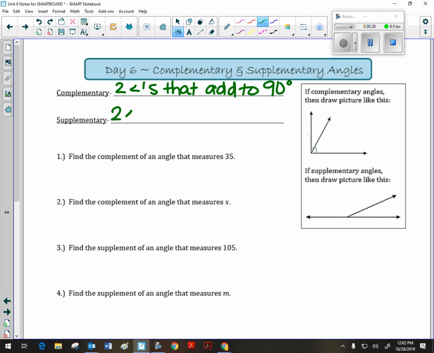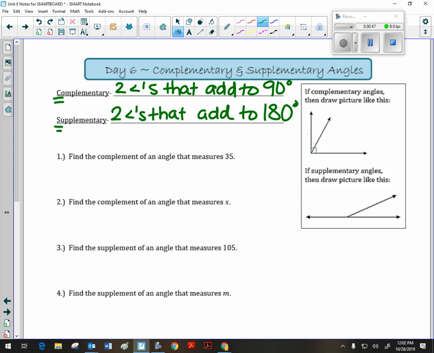Supplementary angles are two angles that add to 180 degrees. So when we're working on the questions today, we just need to pay very close attention to whether they're making them complementary or supplementary, because that's going to tell us what it is that we want to do.